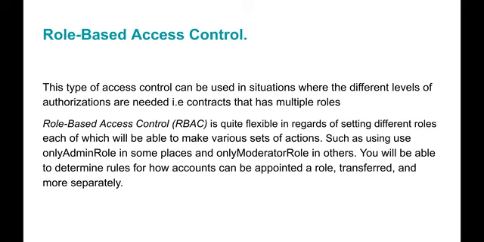From this explanation here, we can see that we have two examples, such as only admin role and only moderator role. What this is trying to say is that the role of the admin is different from the role of the moderator. So you can put only moderator role in a function where you only need the moderator to have access to and not the admin. Or well, the admin can also have access to it, depends on how the contract owner wants it.